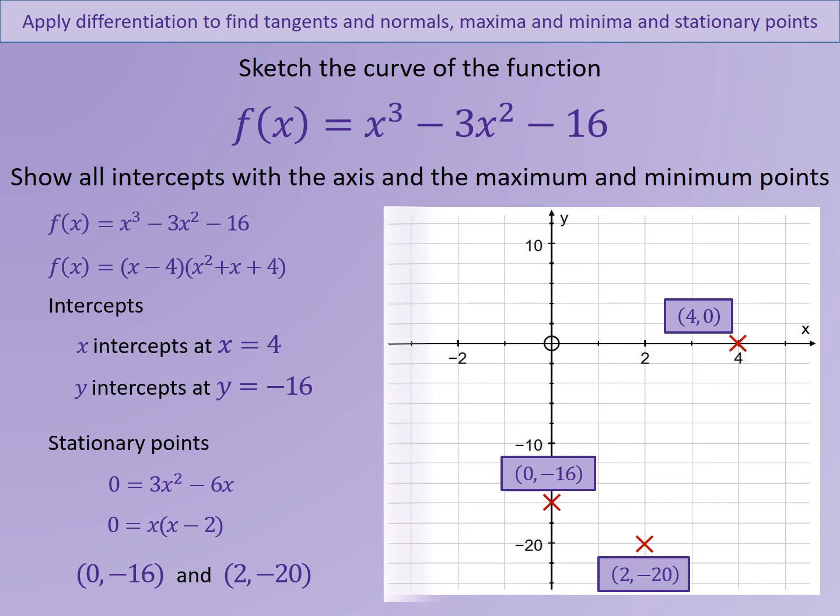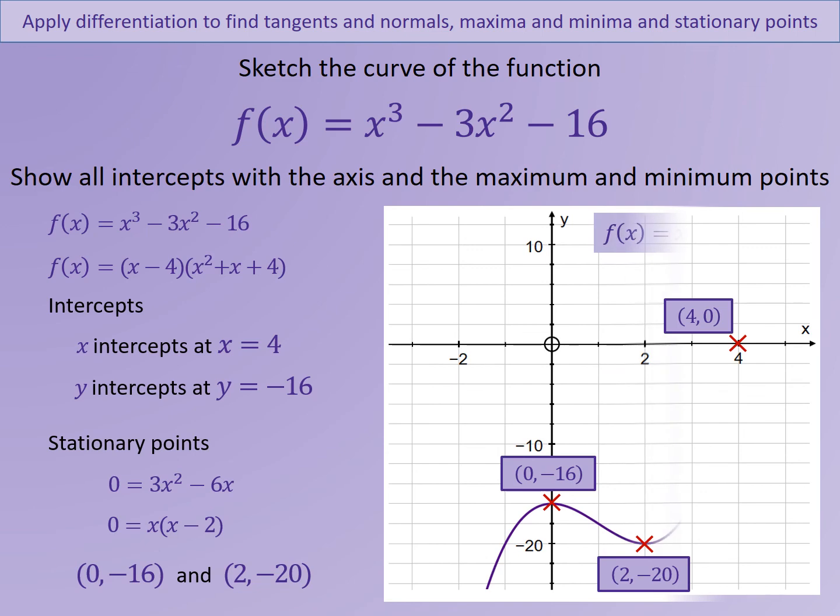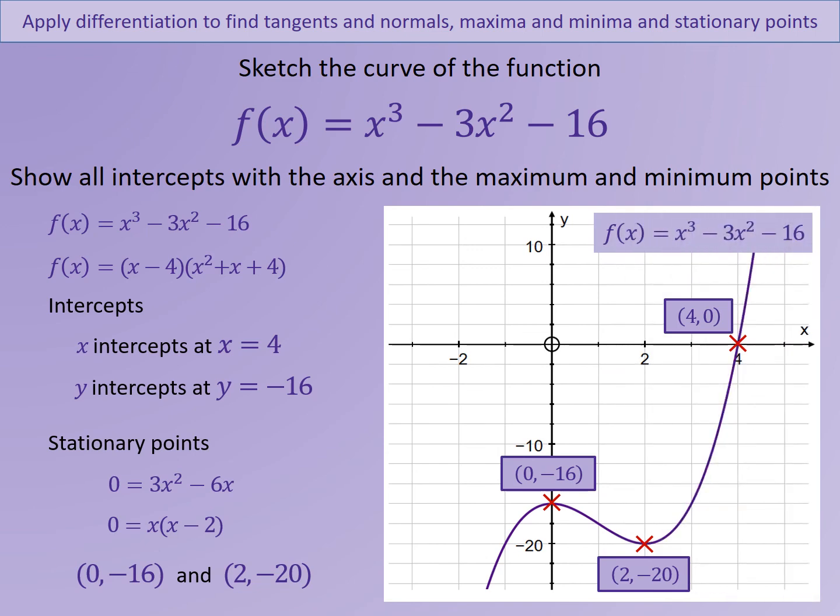representation of that cubic. So here it comes up from the bottom left. The y-intercept ends up being the maximum point. It then goes down to the minimum point at 2, minus 20 and then up through 4, 0 to complete that cubic curve.